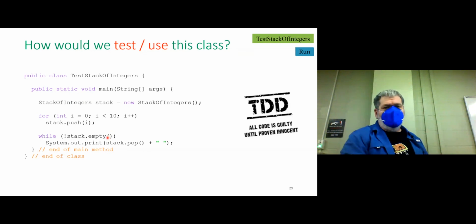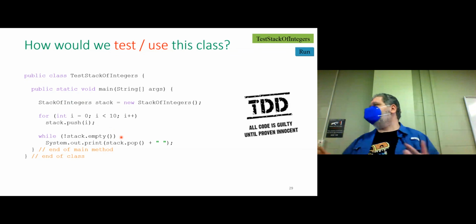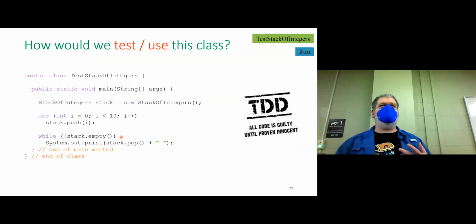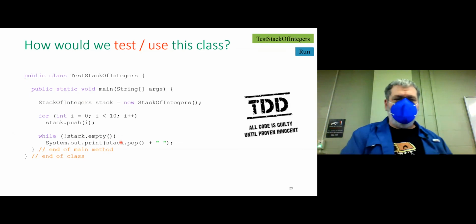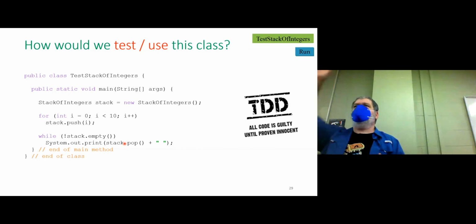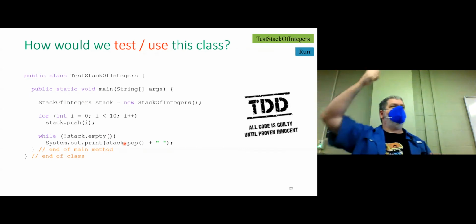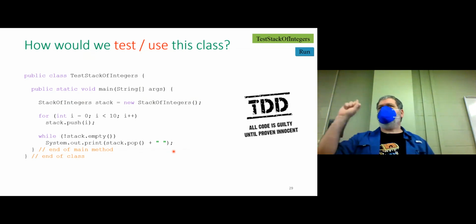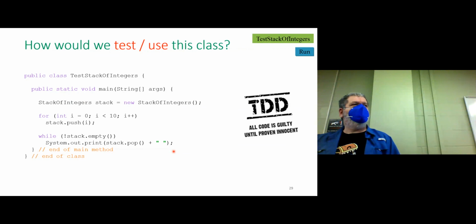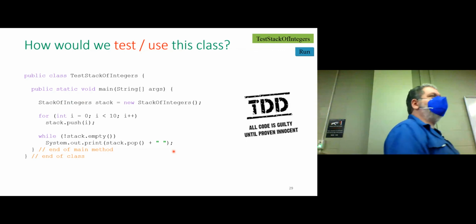And then, as long as the stack is not empty, so I'm using that method empty that returns true if the stack is empty, false if it has some values in it. So while not false, pretty much, I'm going to keep popping data out of the stack. So looking at the topmost value, 9, remove it and return it. Return it to do what? To print it on the screen followed by a space. So on the screen, I'm going to see 9, space, 8, space, 7, 6, 5, 4, 3, 2, 1, 0.